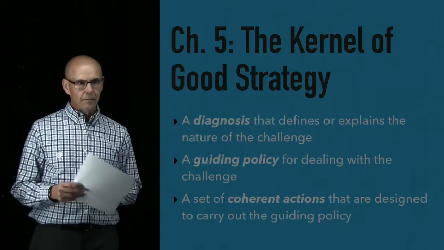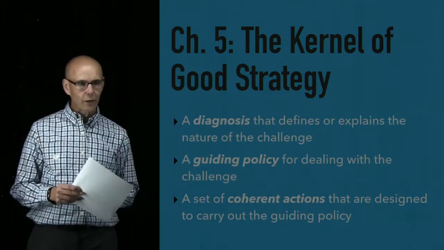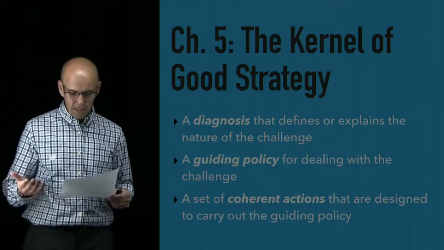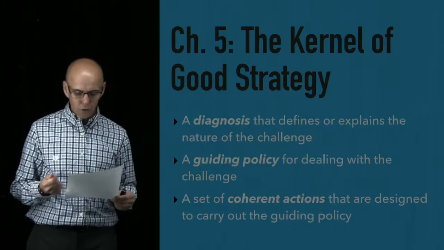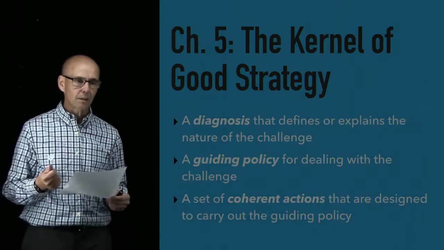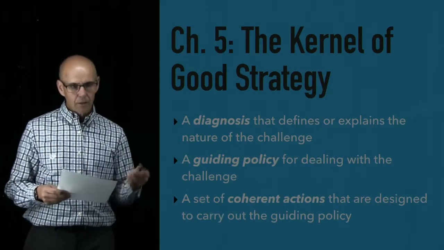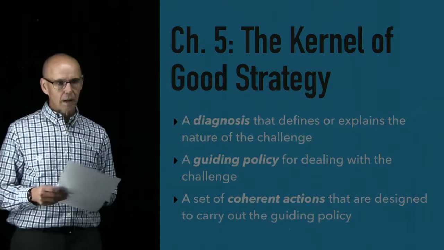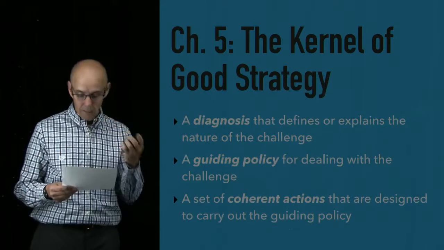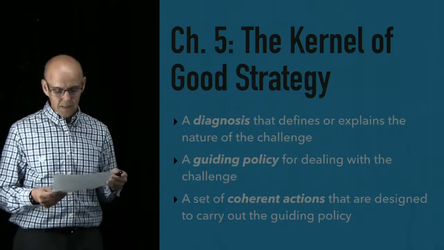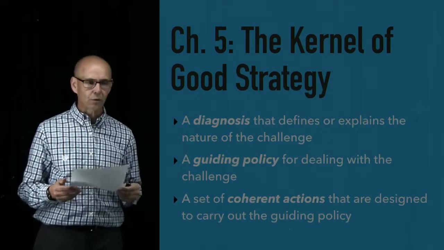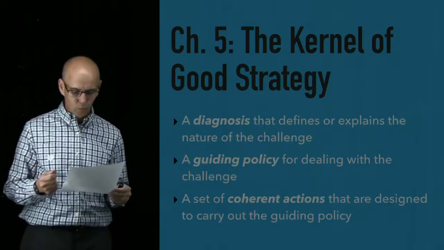And then the final piece of the kernel is a set of coherent actions that are designed to carry out the guiding policy. So he talks about strategic coordination or coherence being imposed on a system by policy and by design. And so you've probably started to see the word design show up a lot in this course. In this case, what Rumelt is using the word design to mean is the engineering of fit among the parts, specifying how actions and resources will be combined. So basically how it's going to work.